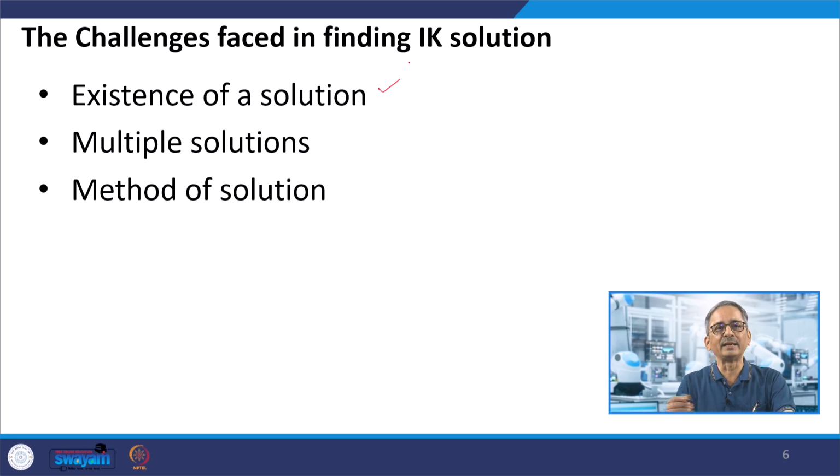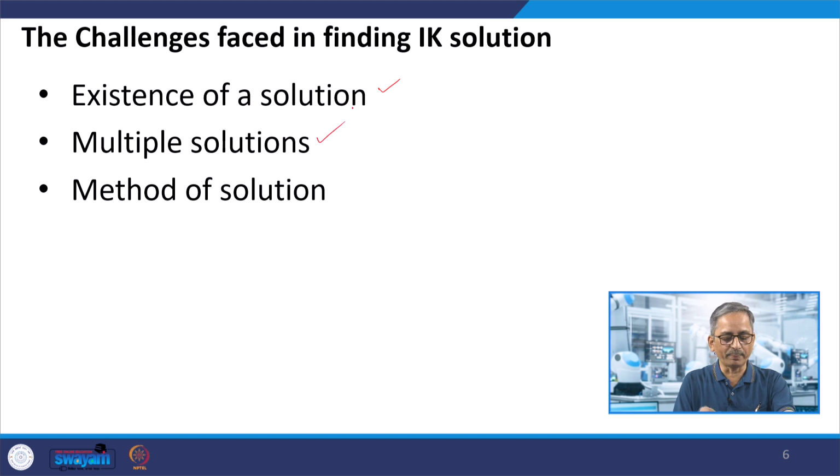The first challenge is the existence of a solution. In many cases the solution itself may not exist. If your object is outside of the workspace, it will be difficult to get that object using the end effector. So, in that case you are not going to have any solution.